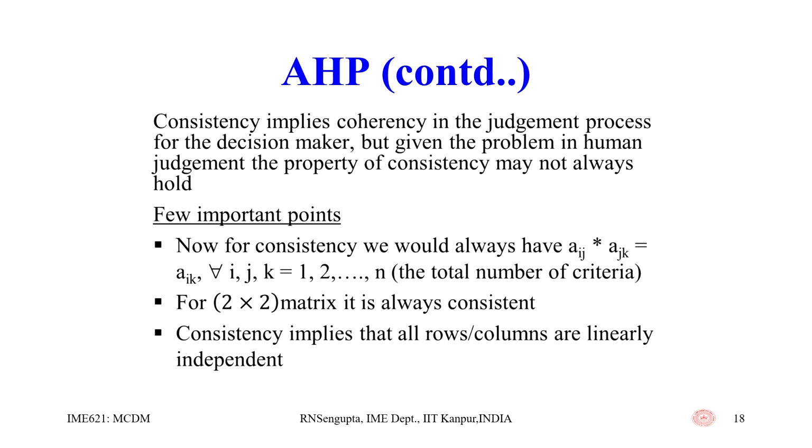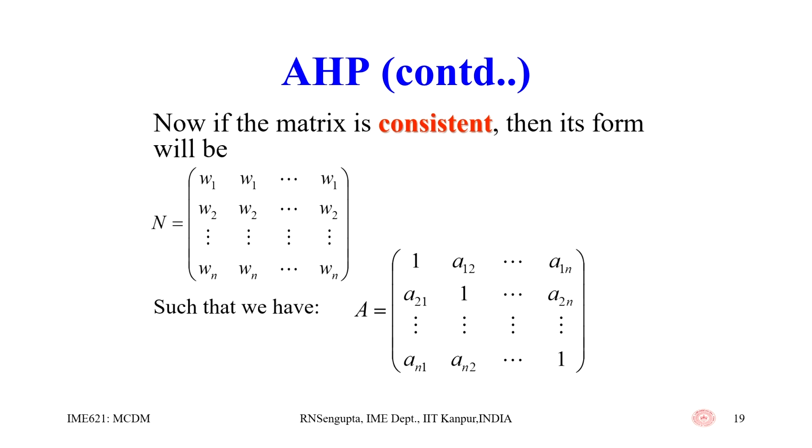So, for consistency, just on a very simple scale, for a matrix to be consistent, the first criterion is, when I consider along the rows and the columns, Aij into Ajk should always result in Aik. These are just points, nothing to go into the derivation. A 2 by 2 matrix is always consistent, and consistency would imply that all rows and columns are linearly dependent. So, this is just a simple case of a consistent matrix.